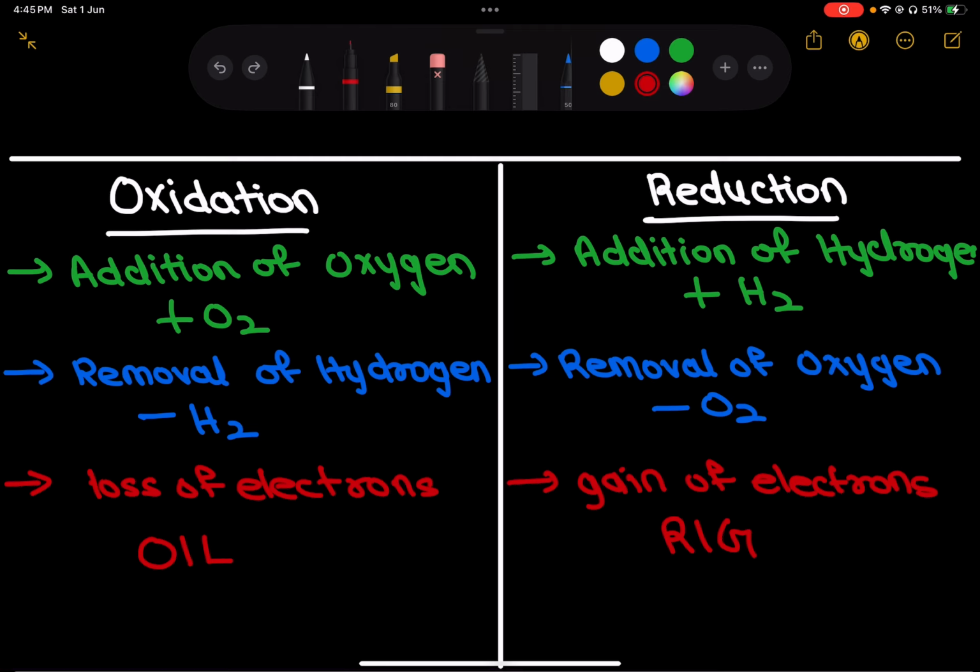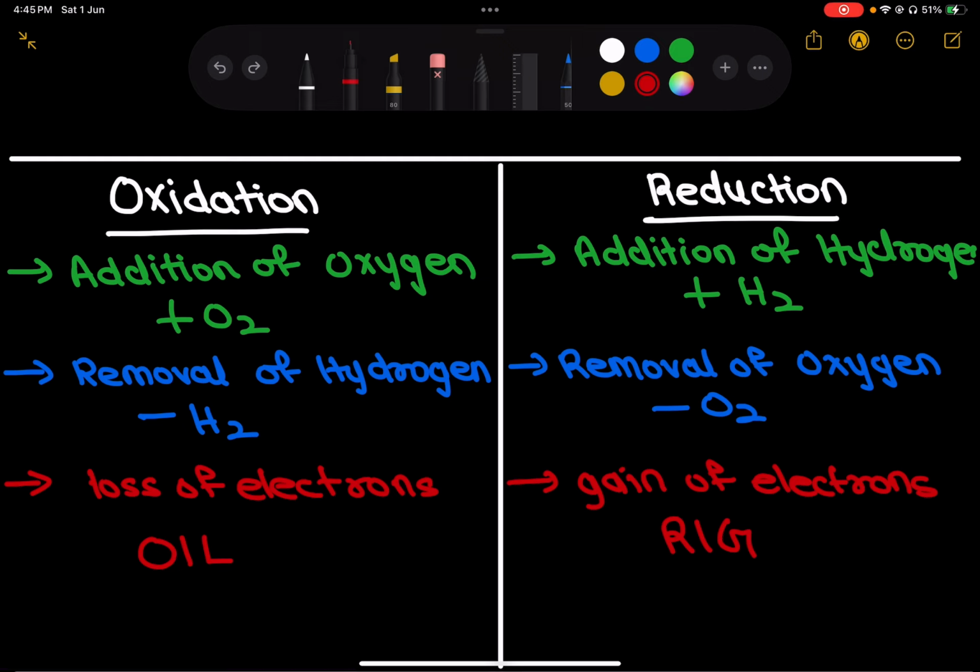So this concept is extremely important. Make sure that you remember this. Addition of oxygen, removal of hydrogen, loss of electrons is oxidation. Addition of hydrogen, removal of oxygen, gain of electrons is reduction.